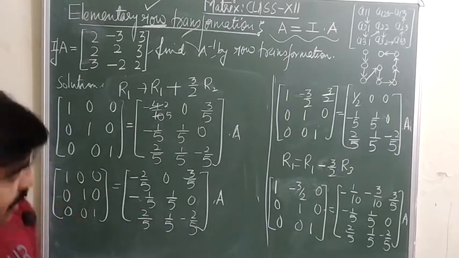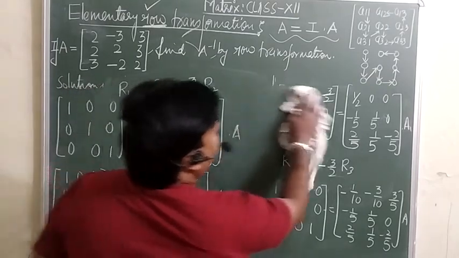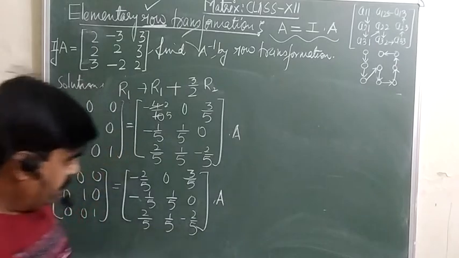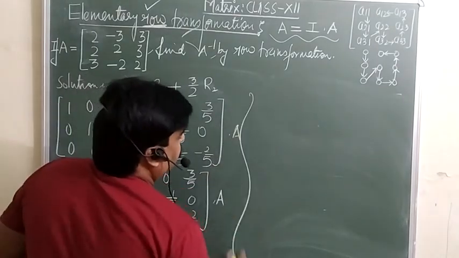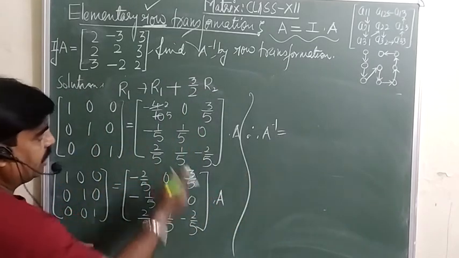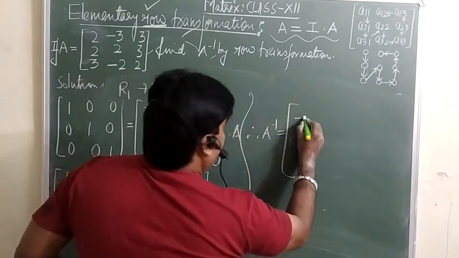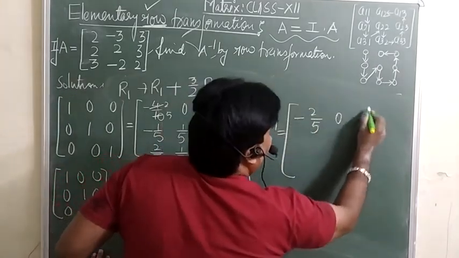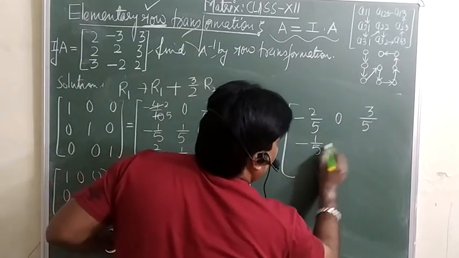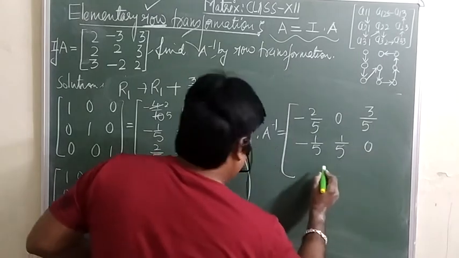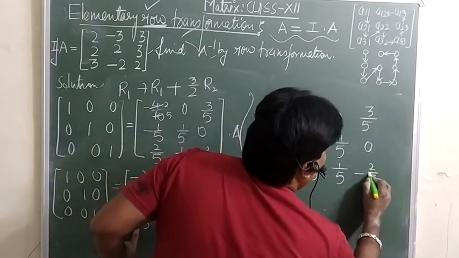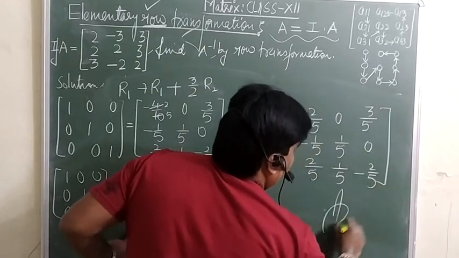So hence, therefore A inverse is equal to this: minus 2 over 5, 0, 3 over 5, minus 1 over 5, 1 over 5, 0, 2 over 5, 1 over 5, minus 2 over 5. So this is your A inverse.